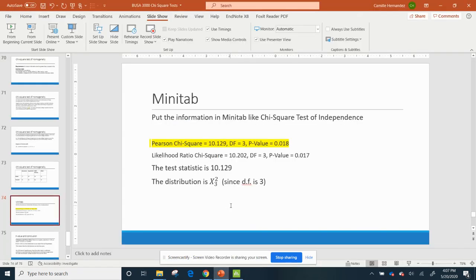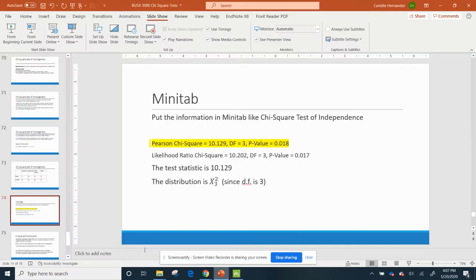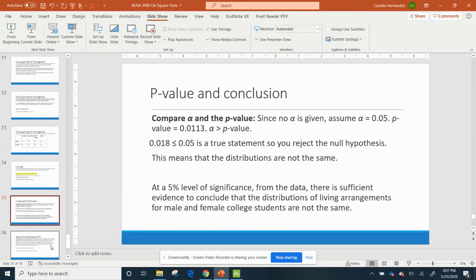Let's go back and look. I've already done everything. Again, I'm not going to use the likelihood ratio; I'm going to use Pearson. There's everything like I did for independence. I have my test statistic. I have my distribution, chi-squared with 3 degrees of freedom, and if I go back, remember, it gave it to me right there. I didn't have to do a thing. Okay, p-value and my conclusion.